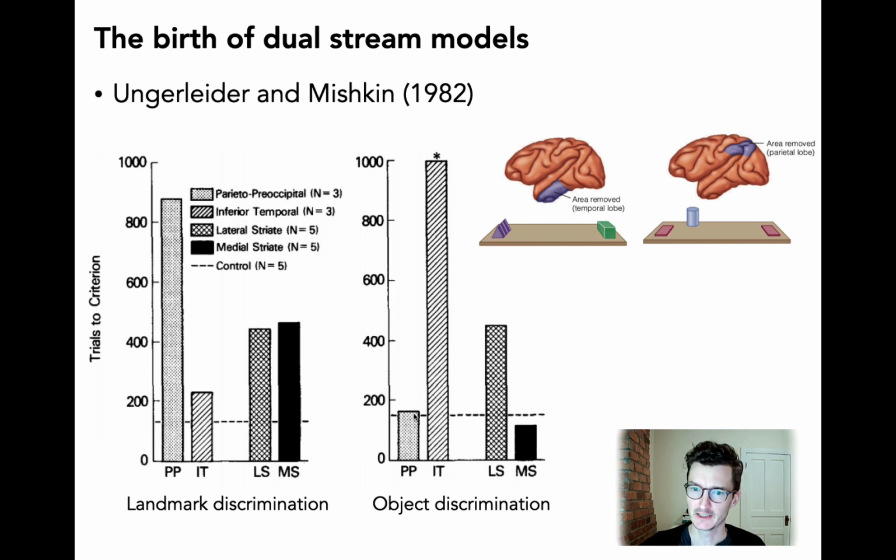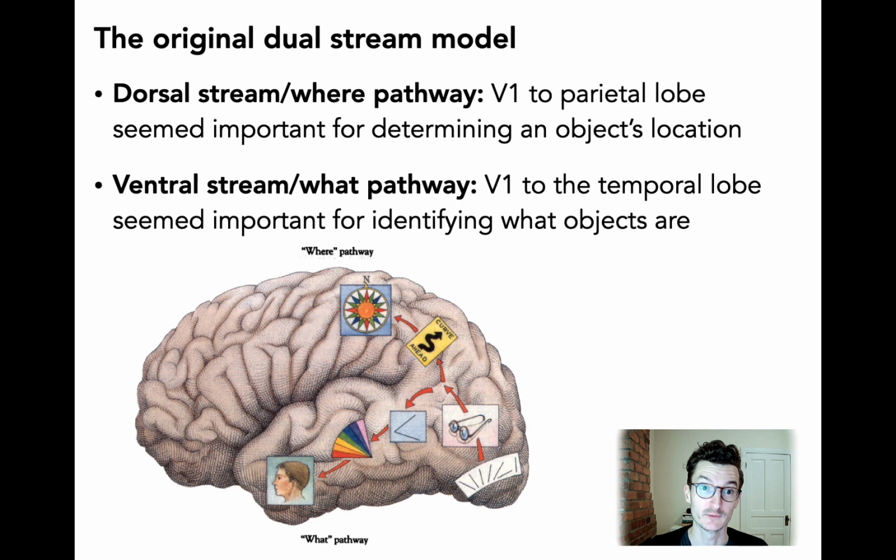So here we're seeing something of a double dissociation. Damage to the parietal lobe seems to mess up landmark discrimination, but it spares object discrimination. Damage to the temporal lobe seems to mess up object discrimination, but it spares landmark discrimination. So this is the first evidence that there are two processing streams in the brain, a where pathway and a what pathway, a dorsal stream and a ventral stream.